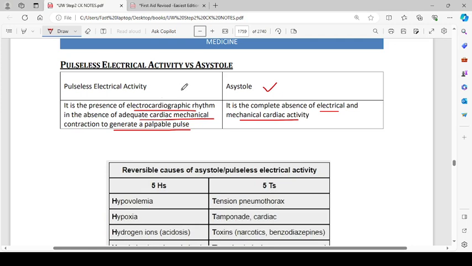In pulseless electrical activity, the electrical activity will be present, but adequate mechanical contraction will not be present in the heart to generate a palpable pulse. But in the case of asystole, it is the complete absence of electrical and mechanical cardiac activity.